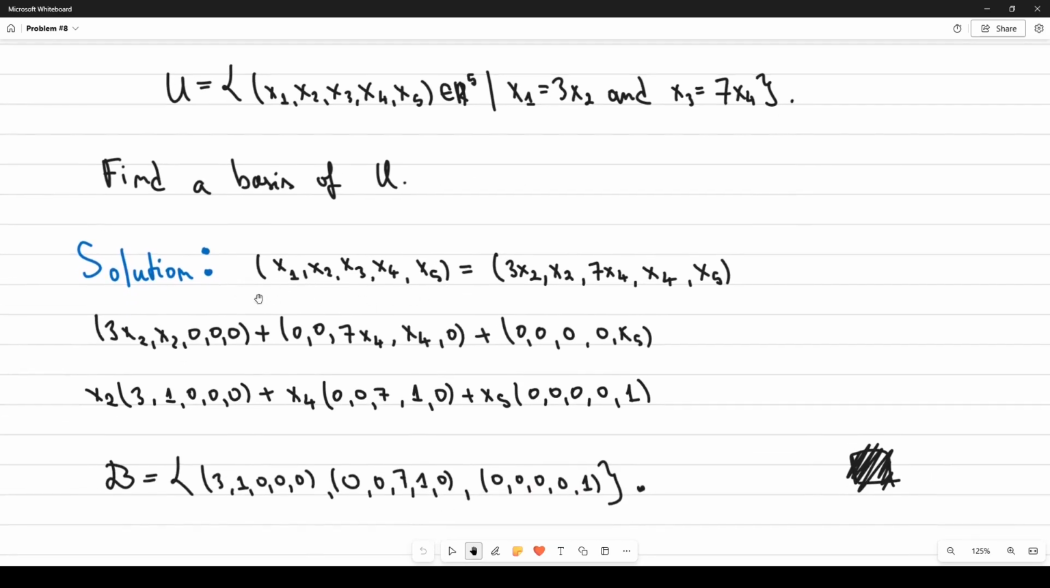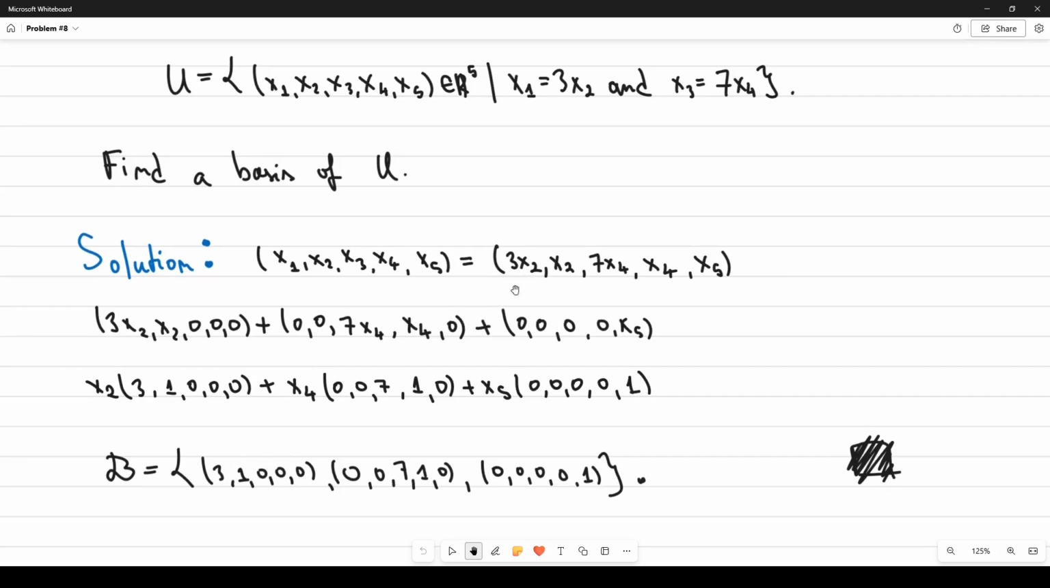Well, so we take an element from U, so a 5-tuple, and due to how U is defined, we know that this is equal to this. So the first coordinate is 3 times the second coordinate, and the third coordinate is 7 times the fourth coordinate. Hence why we have this equality. And now we just decompose this. So I write it as this sum over here, and then I pull out the scalars. So I pull out x2 here, x4 here, and x5 here.